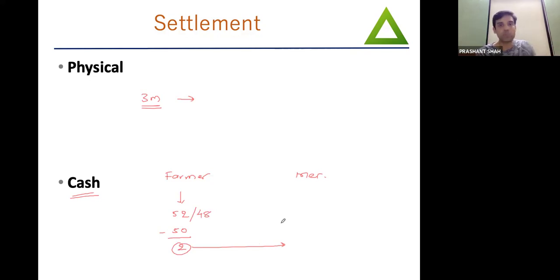So they are not actually exchanging the goods. The farmer is not sending rice to the merchant. Only the difference amount of money is paid to each other, in fact. So if the farmer makes more money, then he'll give it to the merchant. If the farmer is losing, then the merchant will pay money to the farmer, right? So this is the simple way of settlement.